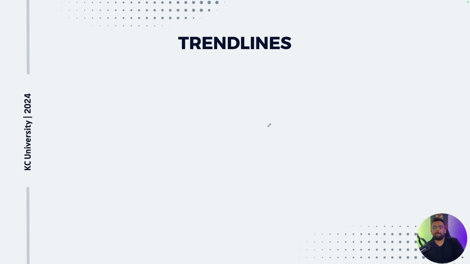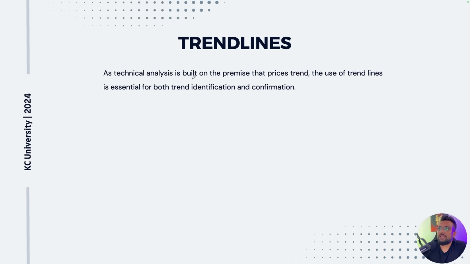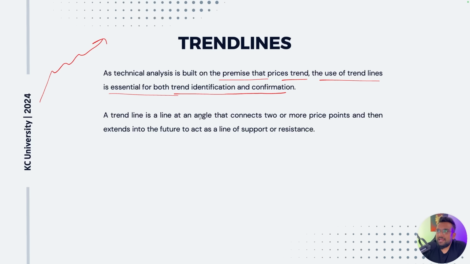Now, trend lines. This is where the fun begins, fam. All right. As technical analysis is built on the premise of price trend, the use of trend lines is essential for both trend identification and confirmation. We all know stocks like to trend. Okay, that's how the stocks move up. They like to trend, right? So it's very important to actually understand how they move. So a trend line is a line at an angle that connects two or more price points and then extends into the future. It's just a line of support and resistance.